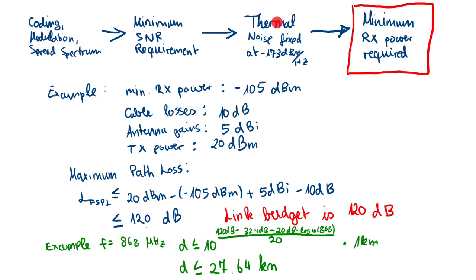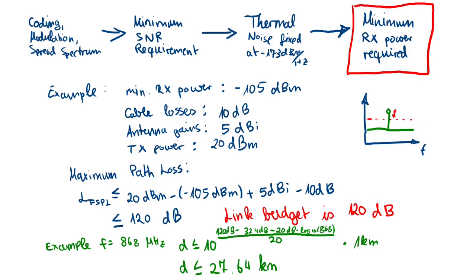But you know that the thermal noise floor is fixed at minus 173 dBm per hertz, and so you know that your noise floor is always fixed here, and you have a minimum requirement here, and your signal must be always above here.